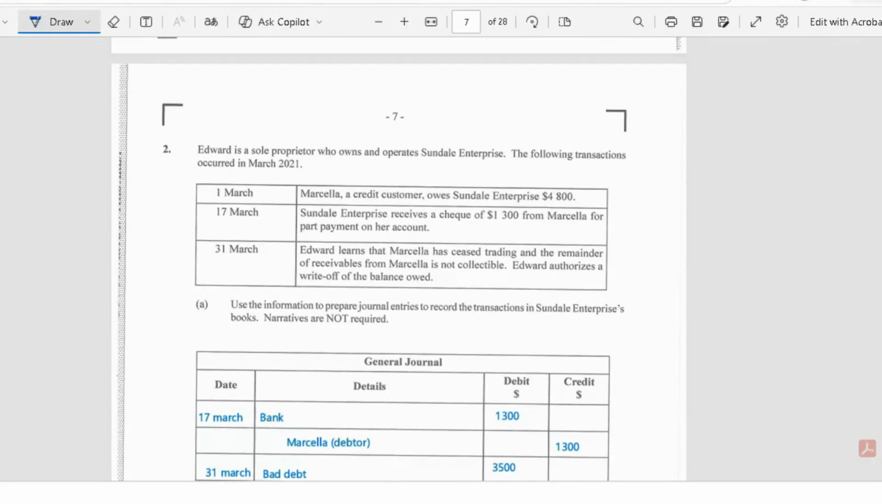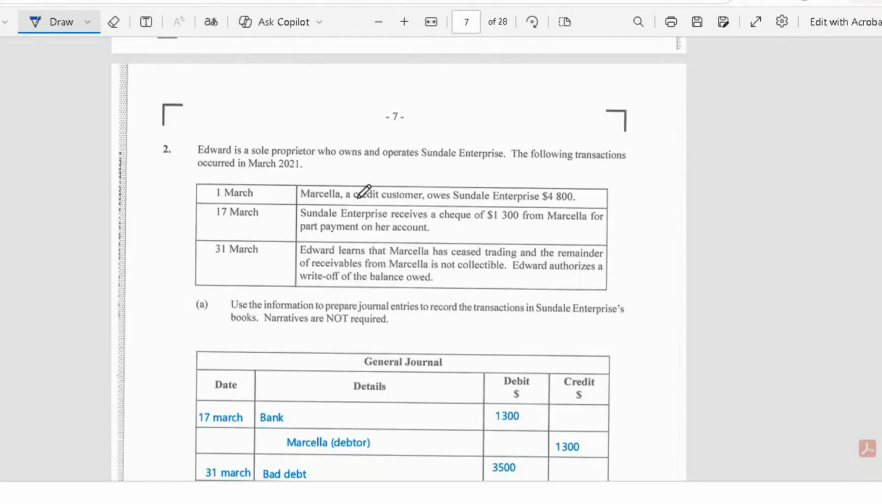It says Edward, a sole proprietor, owns and operates Sundell Enterprise. The following transactions occurred in March 2021. They list a few transactions and they say use the information to prepare journal entries to record the transactions in Sundell Enterprise's books. Narratives are not required.